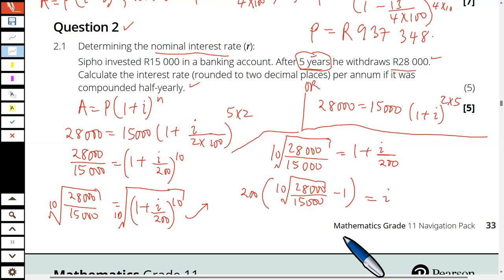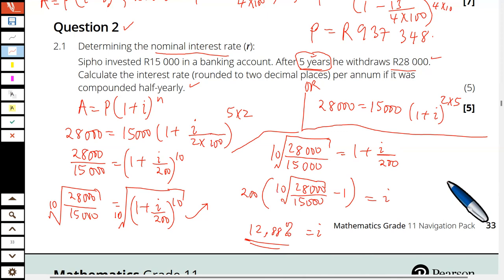Now use your calculator to do this one. And if you use a calculator to do this one, it gives exactly I is equal to 12.88%. Okay. So this is what happens.